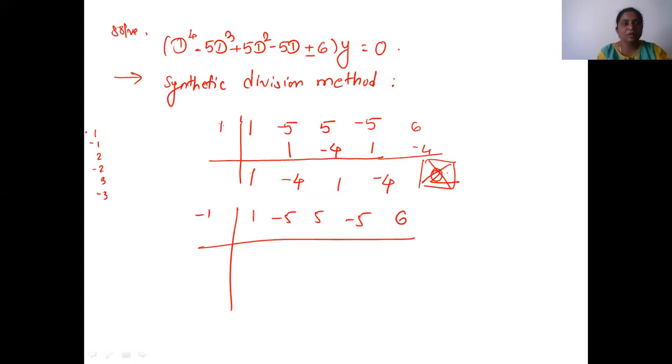That is minus 1. After 1, we try minus 1. The first number comes down as it is, minus 1 here. Minus 5 plus minus 1, how much? Minus 6. Minus 6 minus 1, minus 11? Then minus 16. So it is again not 0.